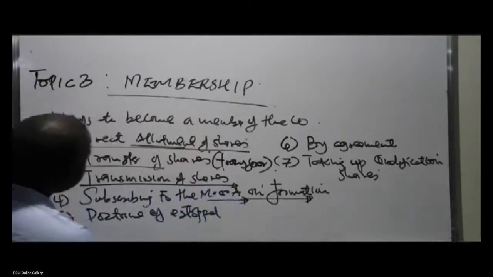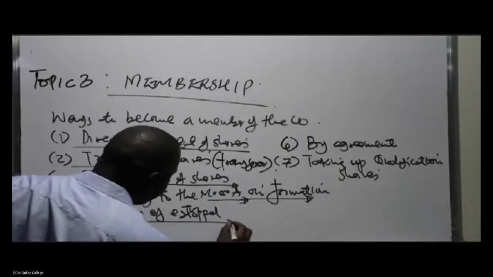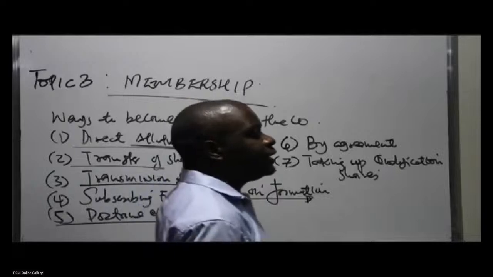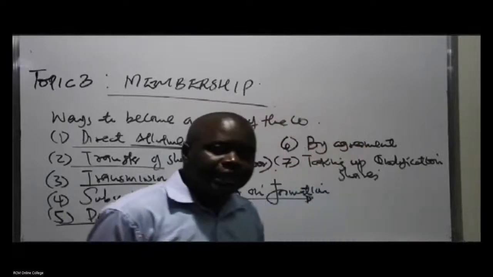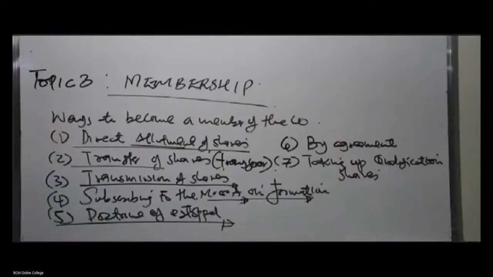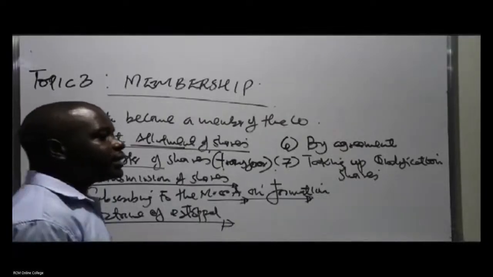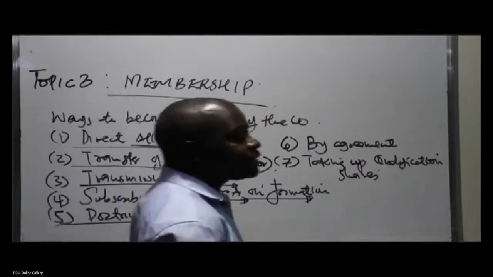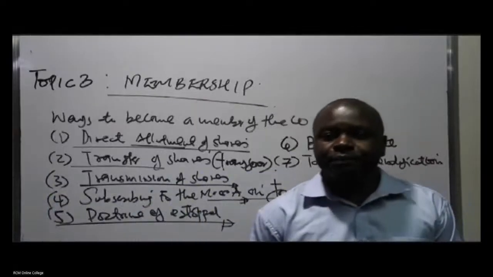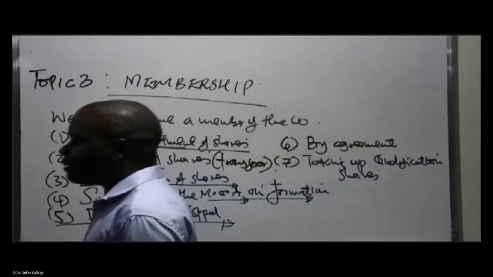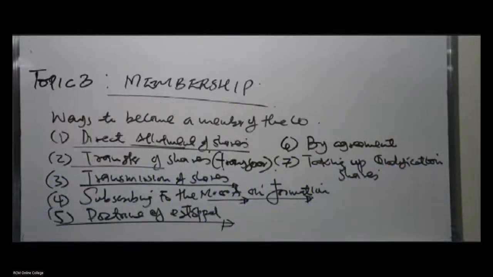Then this one, through the doctrine of estoppel. What does the doctrine of estoppel simply mean? Sometimes your name might end up appearing in the register of members by mistake. So if it happens that during this time your name is appearing by mistake, you enjoyed membership rights. We're just going to look at membership rights in a few moments. You enjoyed what we call membership rights.